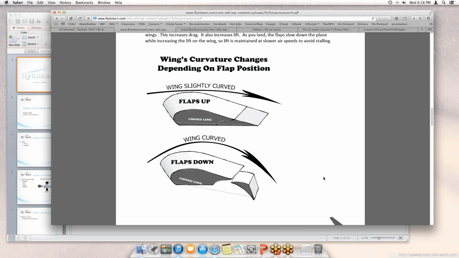So you have this trade-off. And what happens is you can slow down your airspeed by pulling out your throttle, decreasing your airspeed, but you're not losing lift. You're increasing your lift, but you're increasing drag. So you get this give and take of keeping in the air, but slowing down at the same time. So it makes an easy, smooth landing.